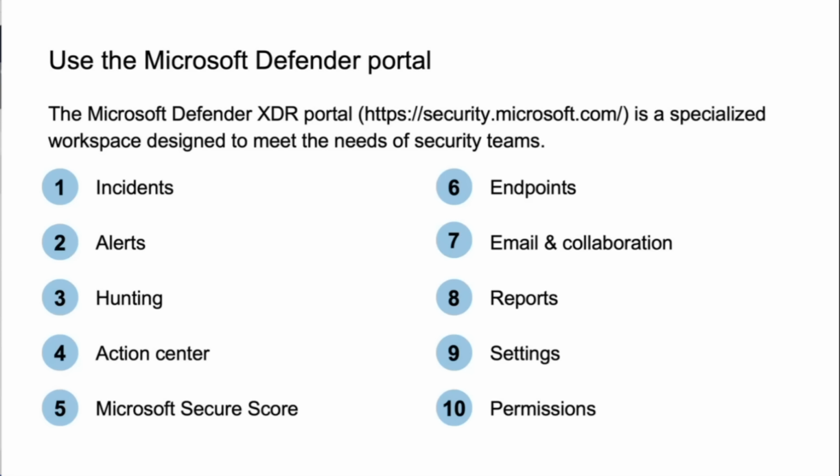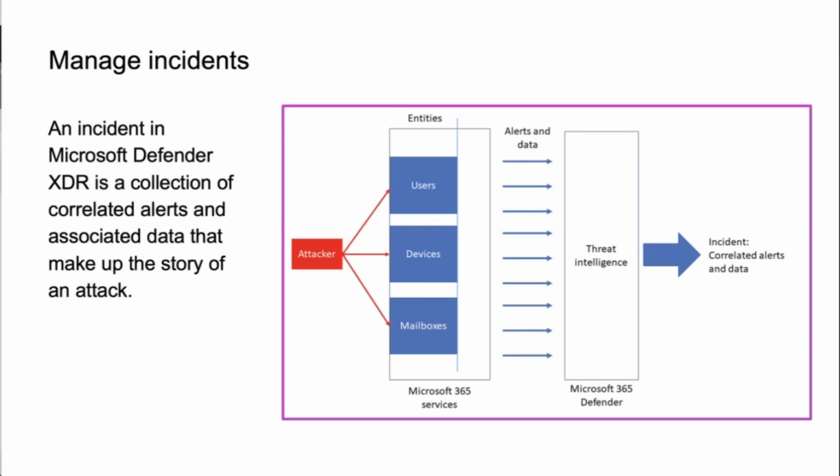Obviously, within the portal in Defender, we've got the option to look at incidents, alerts, etc. We can go hunting for alerts based on criteria that we set. We can also view the secure score, etc. So there's lots of things we can do, and I'll go through some of those as we go through this session.